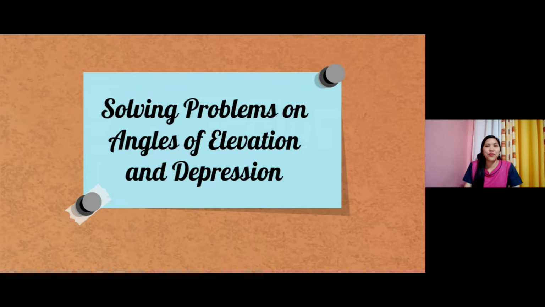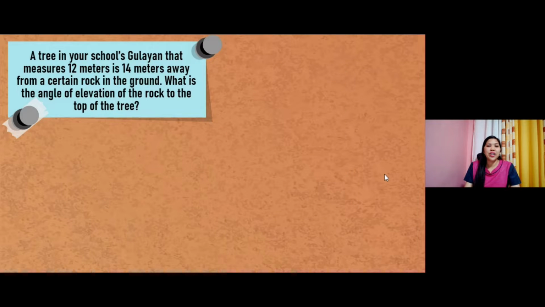Let's have the first problem. A tree in your school's gulayan that measures 12 meters is 14 meters away from a certain rock in the ground. What is the angle of elevation of the rock to the top of the tree?